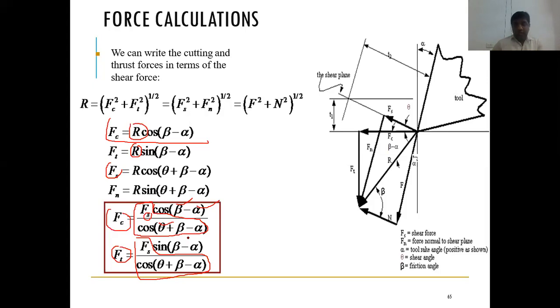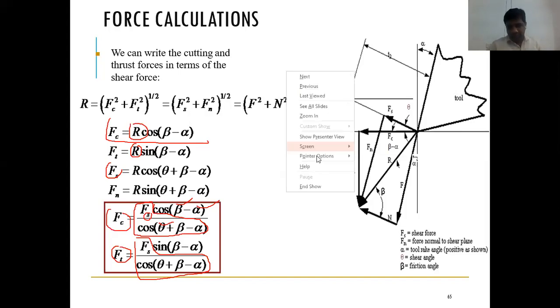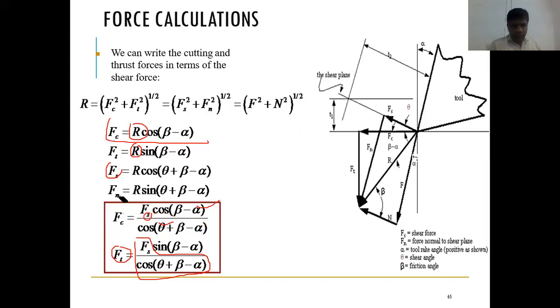What we can say is that if you know the basic material properties, you can calculate how much cutting force is required and how much thrust force is required. So this is also an important parameter for these force calculations. Please note down these parameters also. This is also coming from the trigonometry, from these triangles. It's not coming from anything outside. So please note this down also.